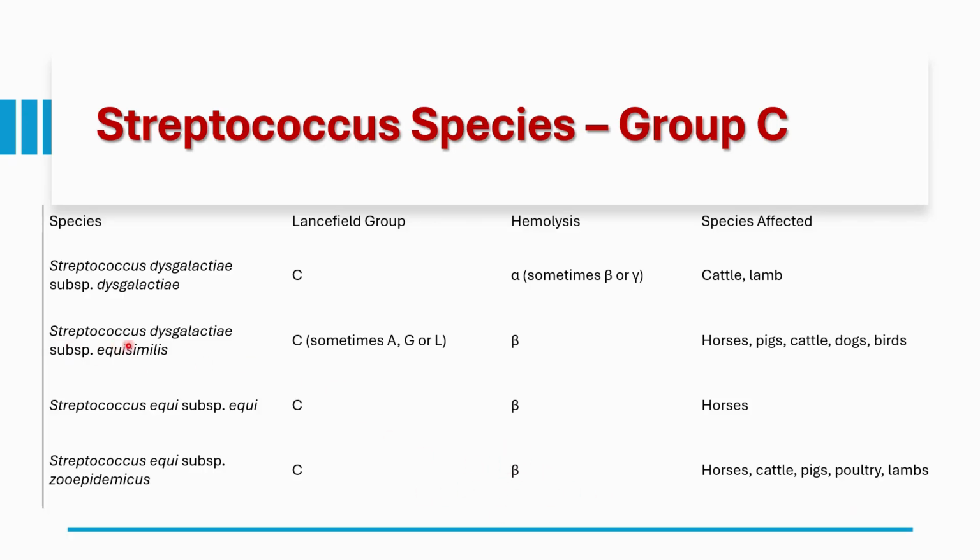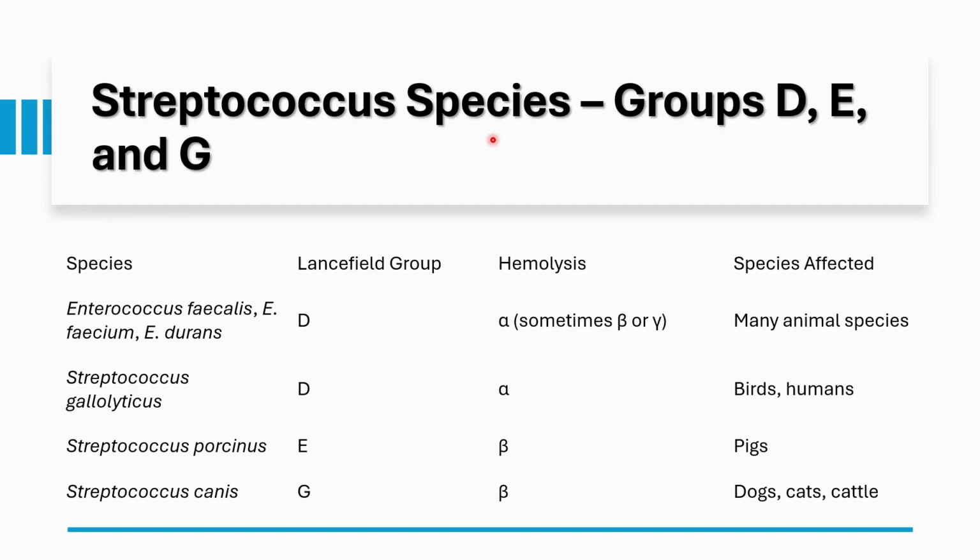Those are the group C Streptococci that infect horses. All three of them will form beta hemolysis. But the Streptococcus dysgalactiae subspecies dysgalactiae that affects cattle and lamb usually shows alpha hemolysis. Now we will learn about the groups D, E and G.